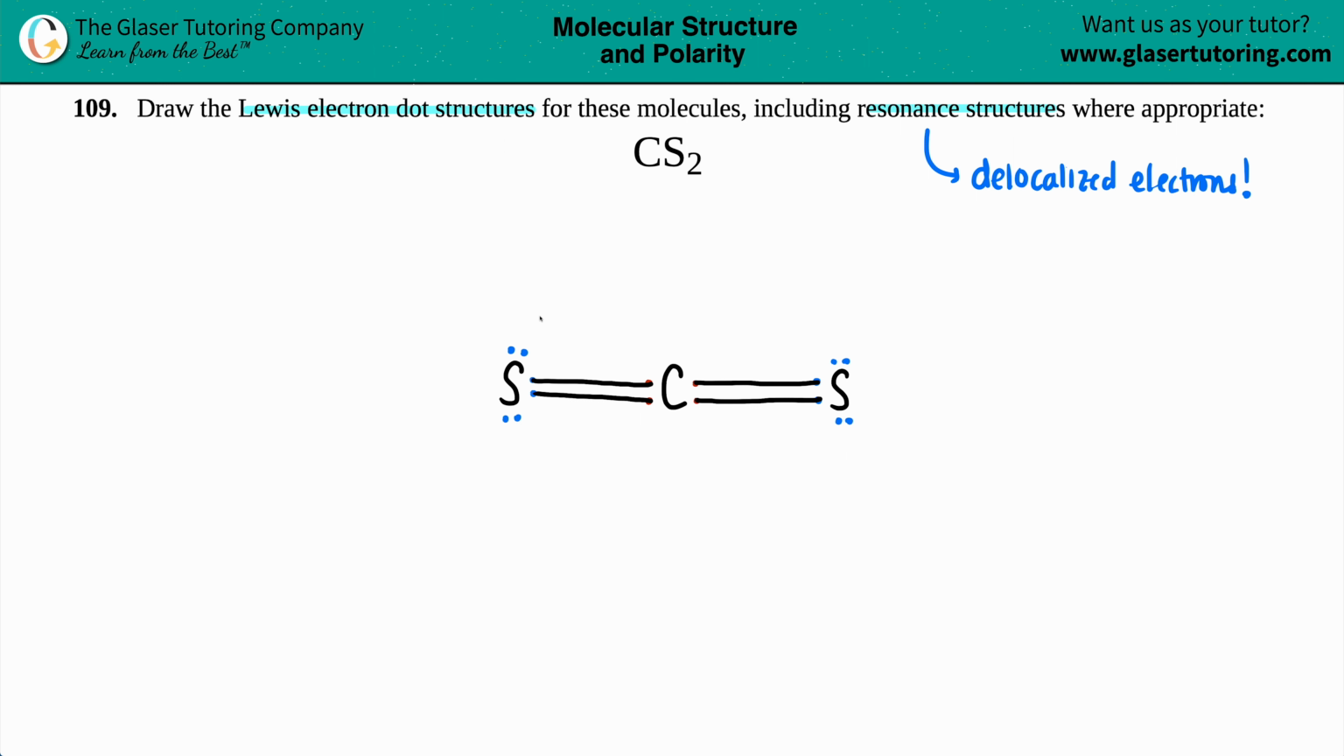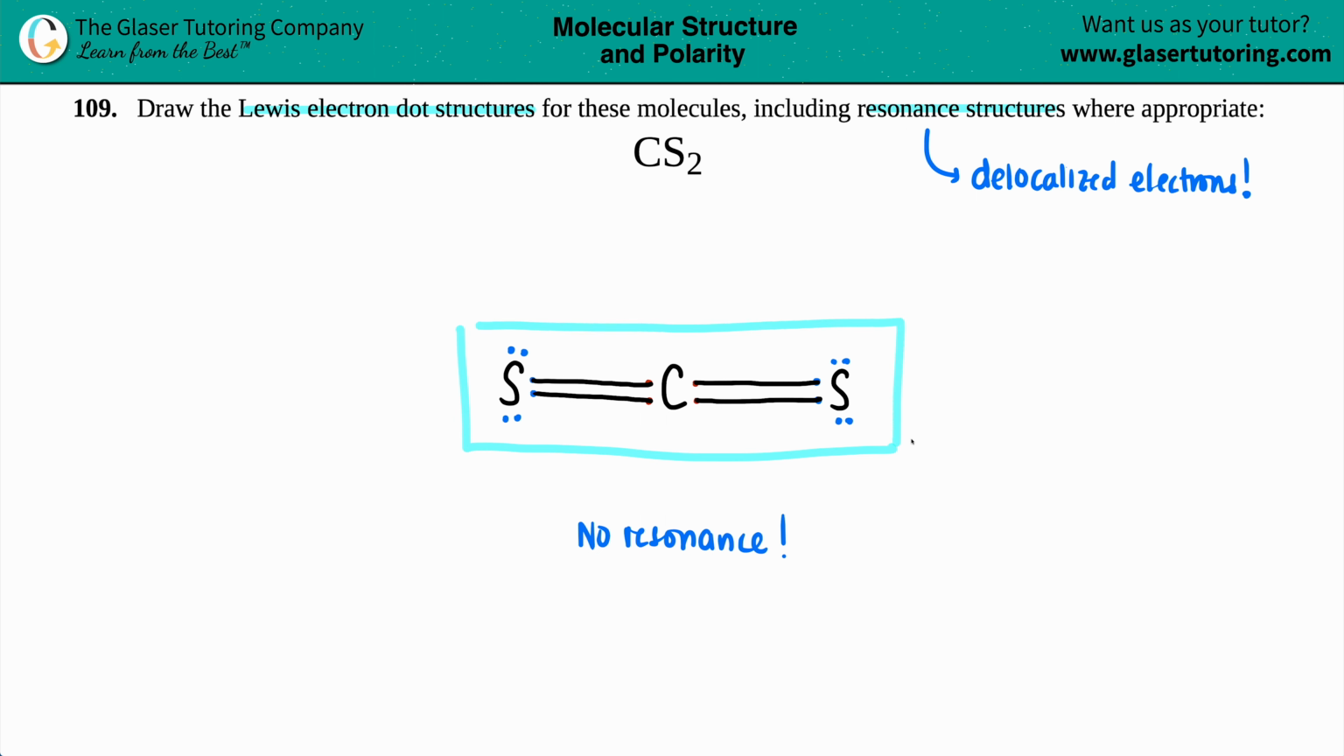The resonance structure would kind of look like, let's pretend that this one didn't exist, and then you had a double and a single bond. Then if you change them, that would be resonance. But we have both double bonds here, so no resonance for this one. And that's the answer. So you only got 1 Lewis structure for this guy.